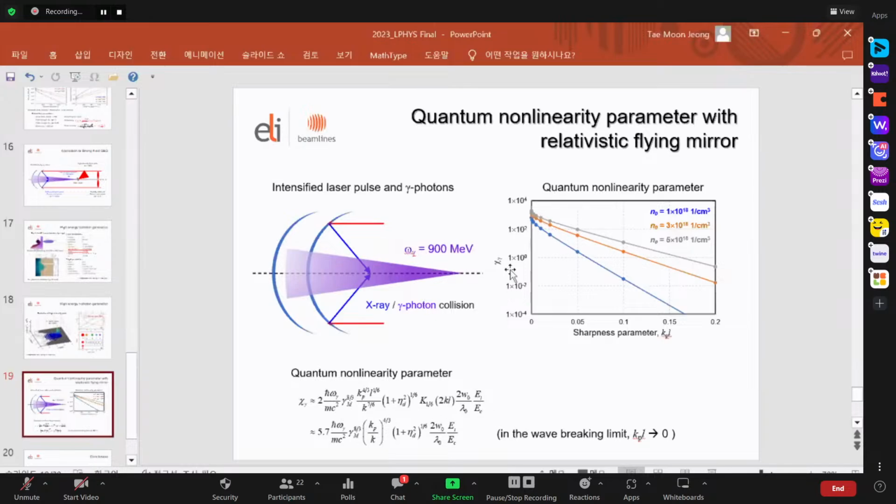And this is the calculation result with respect to the sharpness parameter again, and as you can see here, the quantum nonlinearity parameter goes over 100 in the wave breaking limit. So this is also a very interesting topic. As Henry mentioned, the relativistic flying mirror is no longer scientific fiction, and maybe can also flourish very interesting fundamental physics.